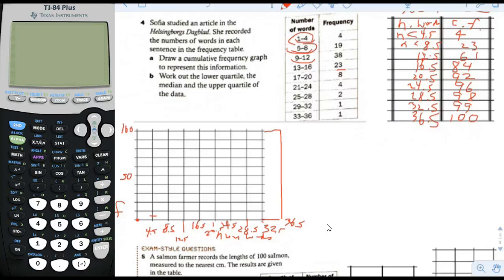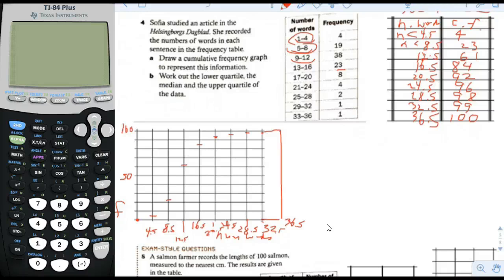8.5, the point we're trying to graph would be 23. 12.5, what we're trying to graph is 61. 16.5 will graph 84. 20.5 will graph 92. 24.5 will graph 96. 28.5 will graph 98. And 32.5 will graph 99.